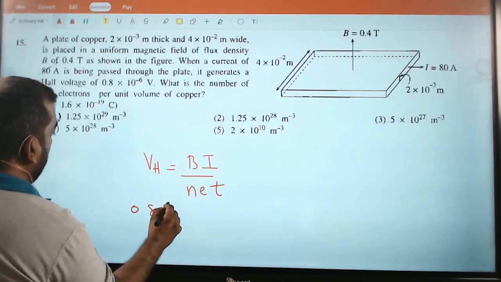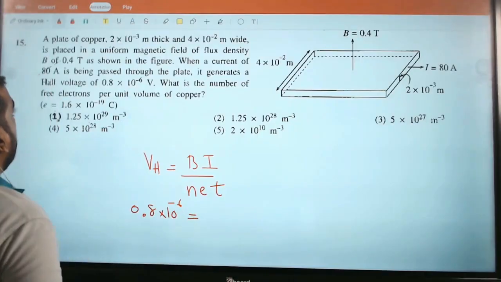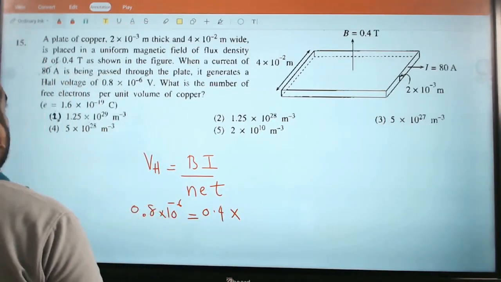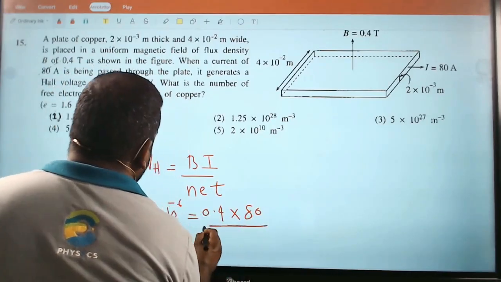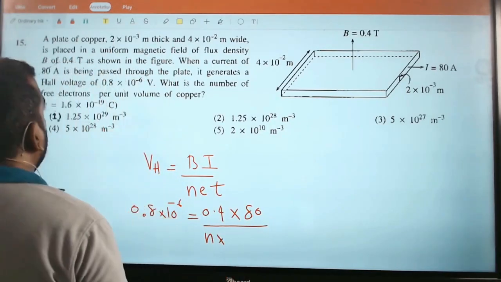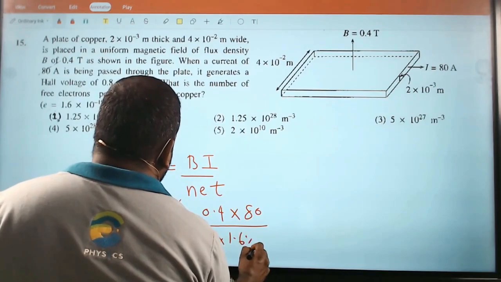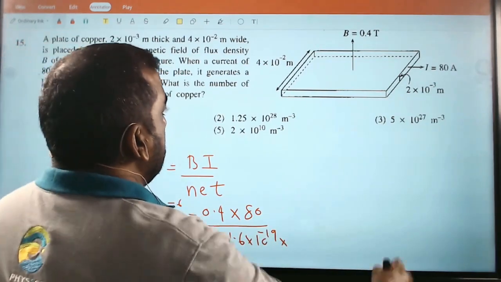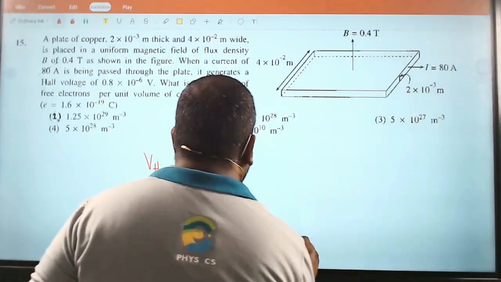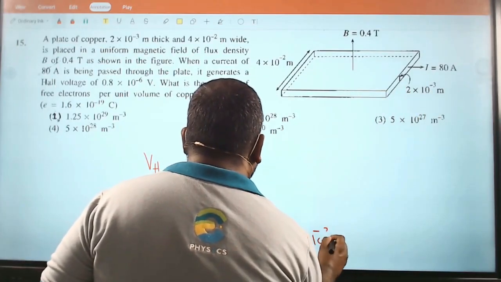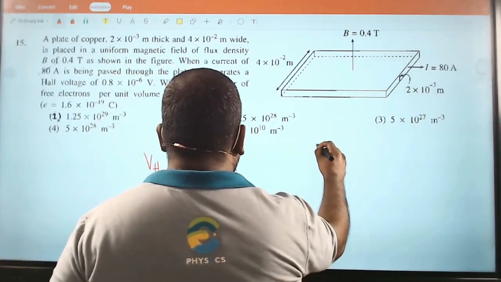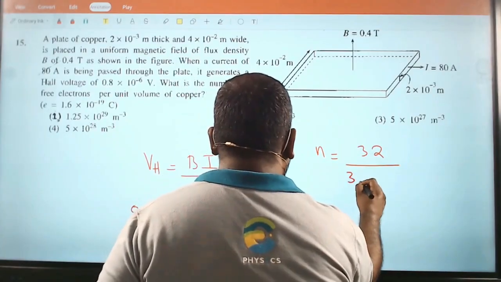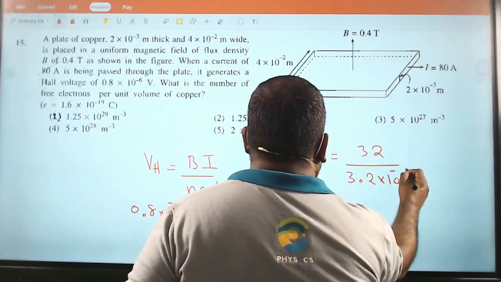Hall voltage 0.8 10 to the power minus 6. Magnetic field strength 0.4. Current is 80. Charge of electron 1.6 10 to the power minus 19. Thickness parallel to the magnetic field 2 10 to the power minus 3. Simplify this. 32, 3.2 10 to the power minus 21.